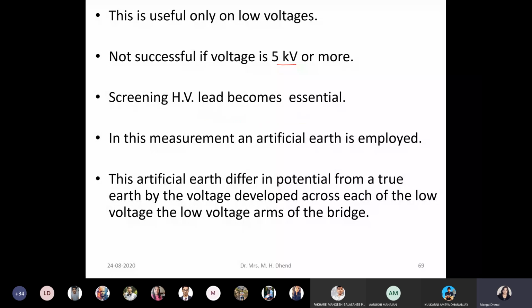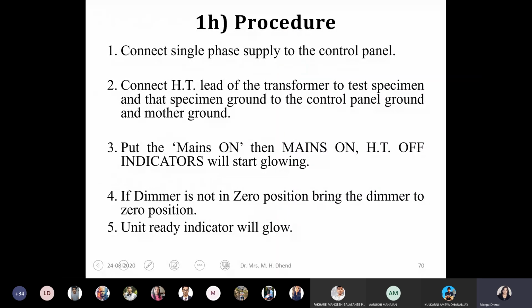So that is also a safety precaution. Artificial earth, yes, I told you earth has to be there. So that safety precaution I have given you as 1 point, so that you can write down the safety precautions, the purpose of the spark gap and screening.